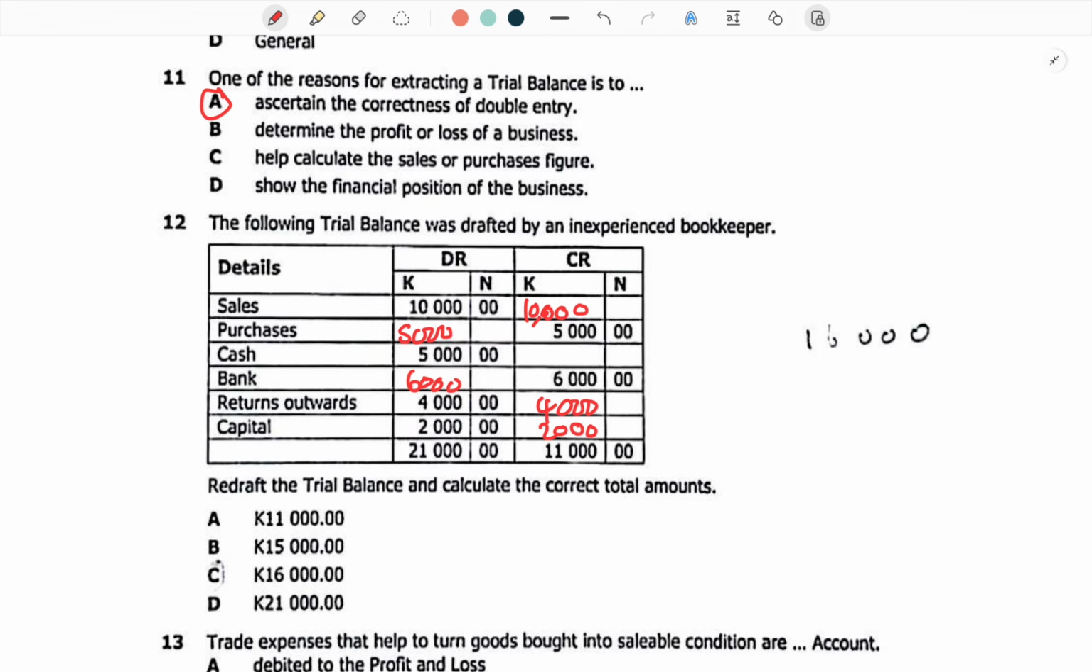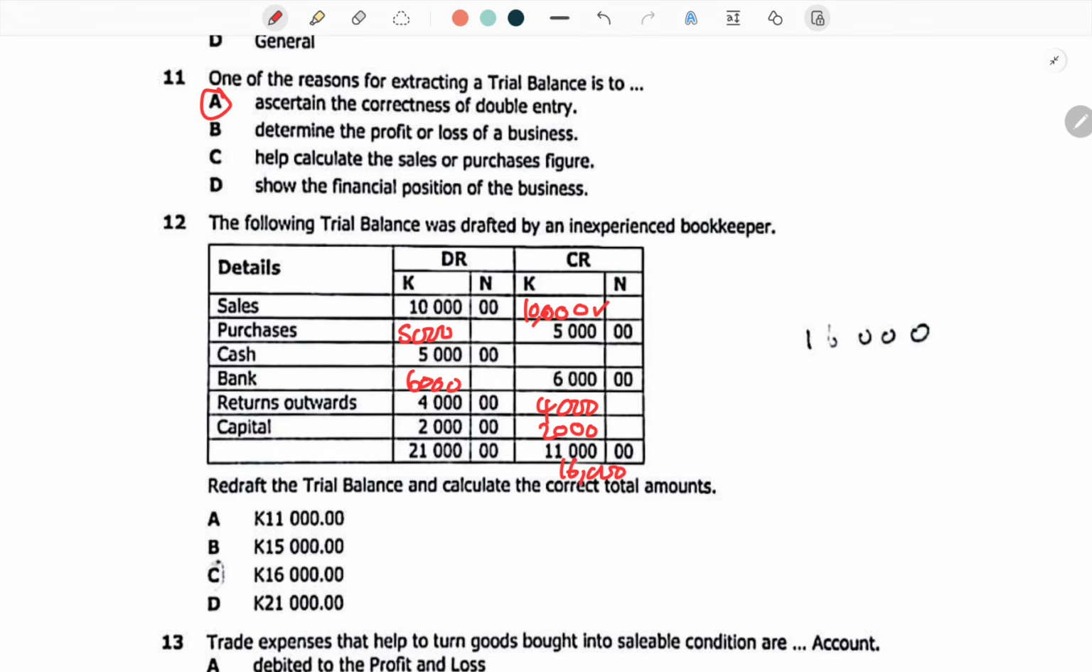So when you add everything, let's see what we're going to have. 10,000 plus 6,000 plus 4,000 plus 2,000, sorry, 16,000 plus 4,000. Okay, so just considering these in red, let's see where we made corrections. Plus 4,000 plus 2,000. Okay, so here I'm getting 16,000.